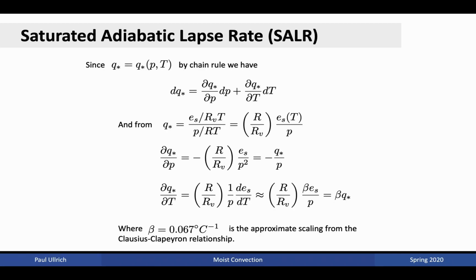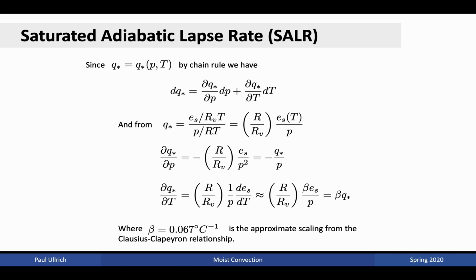Okay, let's derive the saturated adiabatic lapse rate for a fluid parcel. To begin, we'll start by noting that the saturation specific humidity is dependent on both the environmental pressure and temperature. So, by chain rule, we then have that the incremental change in the saturation specific humidity can also be written in terms of the incremental changes in both pressure and temperature. Specifically, we have dq* equals ∂q*/∂p times dp plus ∂q*/∂T times dT.